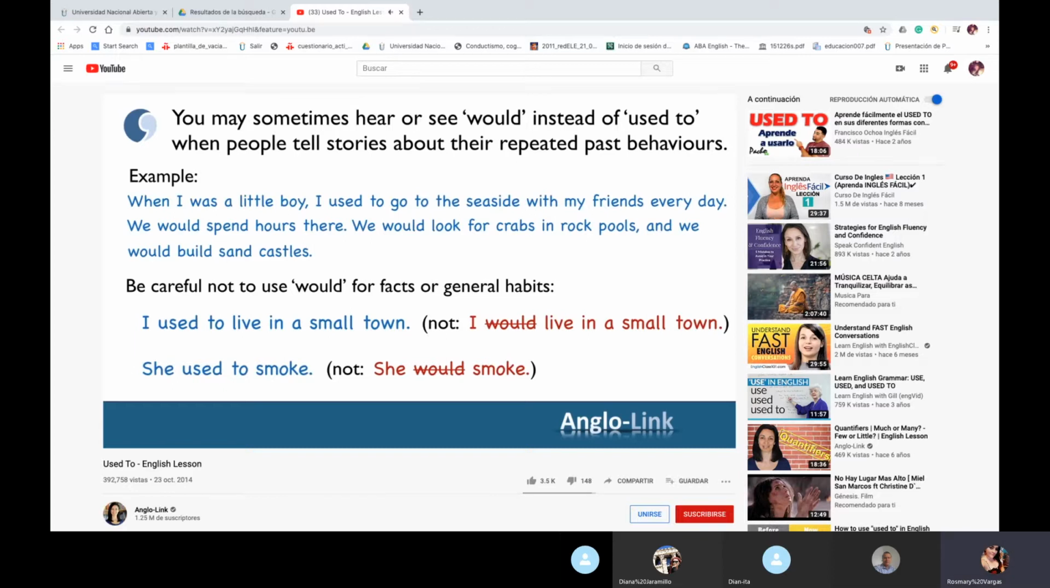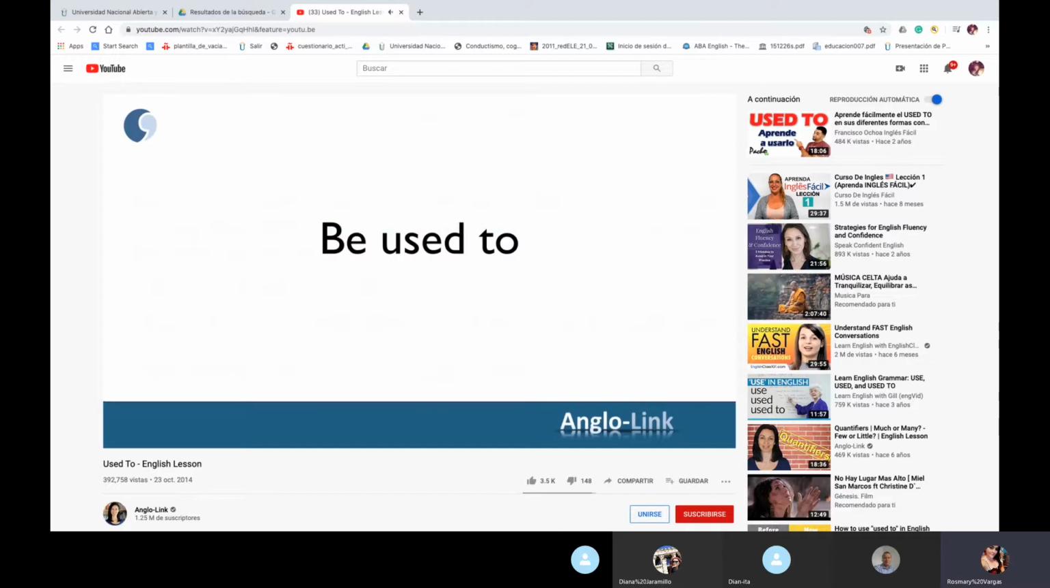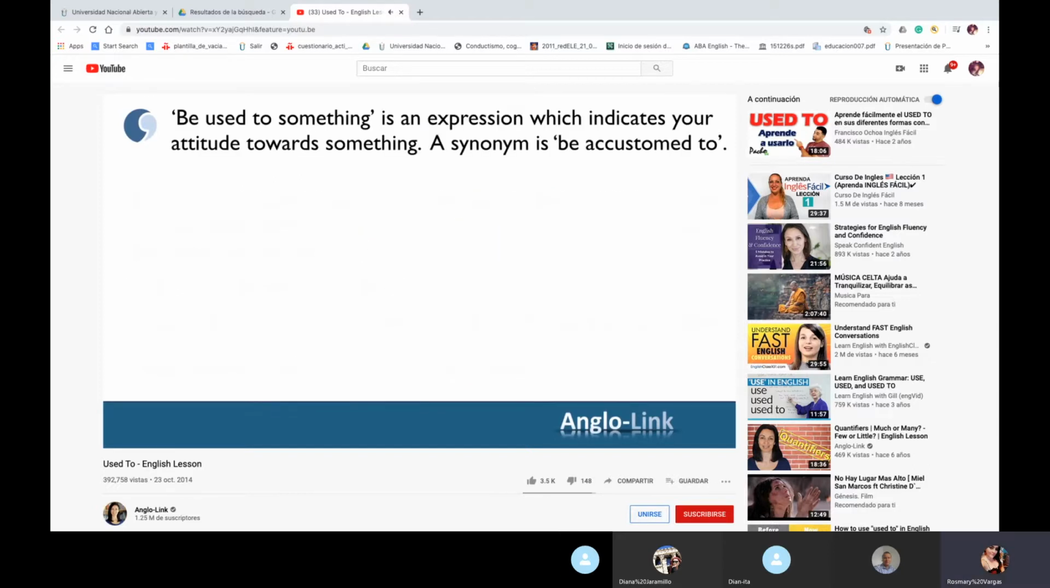Right, let's move on to the expression "be used to". Be used to something is an expression which indicates your attitude towards something. A synonym is "be accustomed to". For example, she comes from a hot country. She's used to high temperatures.